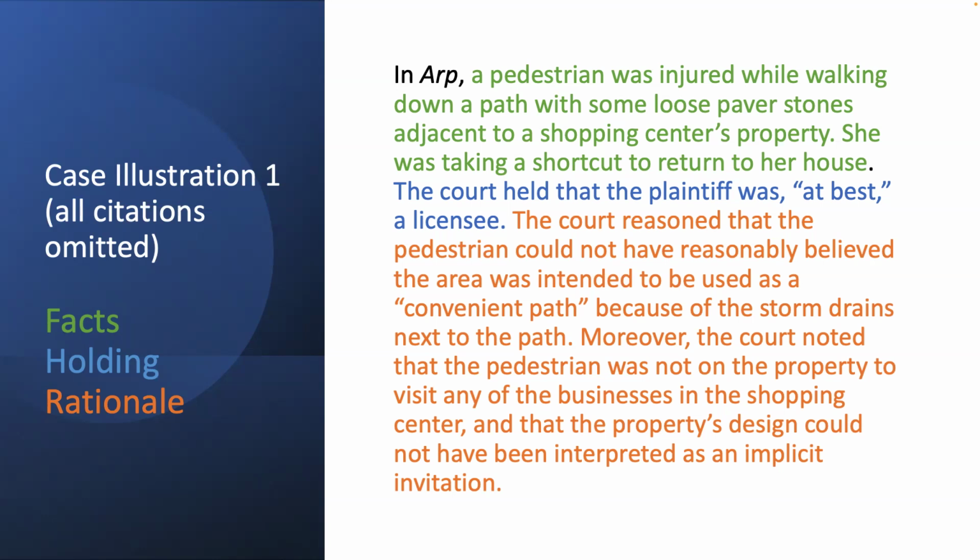It's not until you get into the rationale section that you learn about storm drains, that she didn't buy anything from the businesses, or the design of the property. So that needs to be in your facts section before you get to the rationale so the reader can understand why the court reasoned as it did.